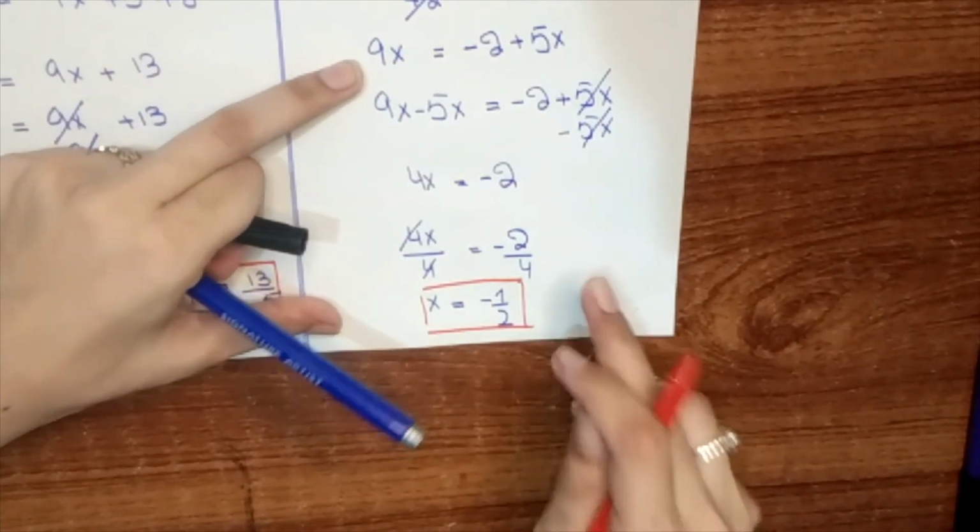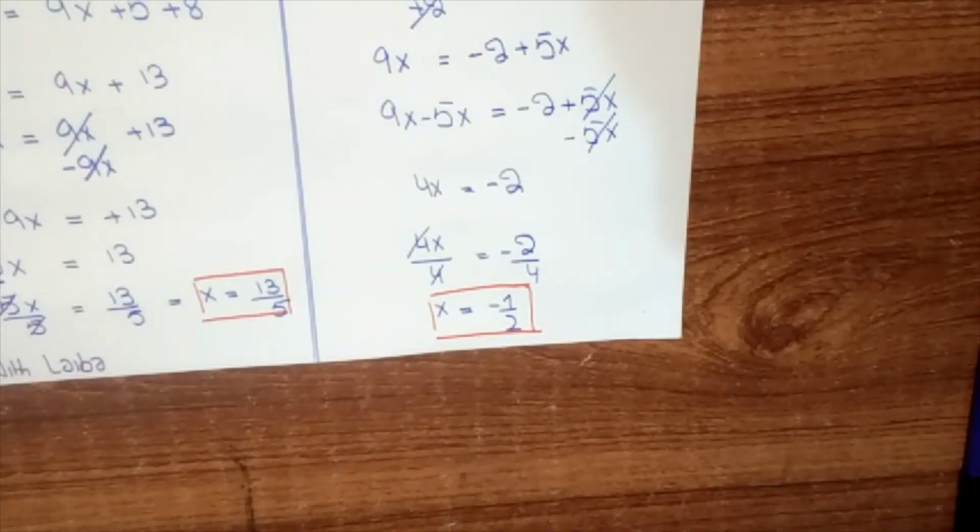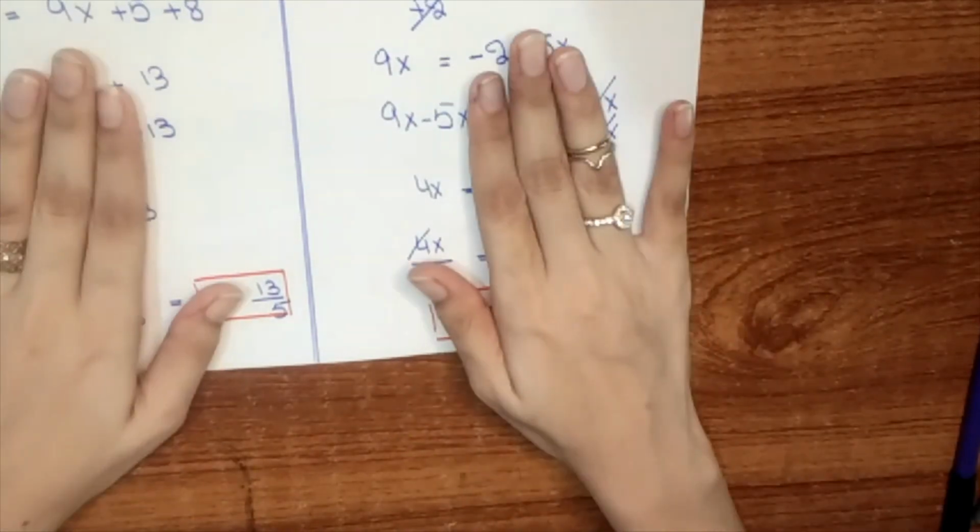So that's basically how we find the value of x, or different variables like x, y, and z. I hope you understand it.